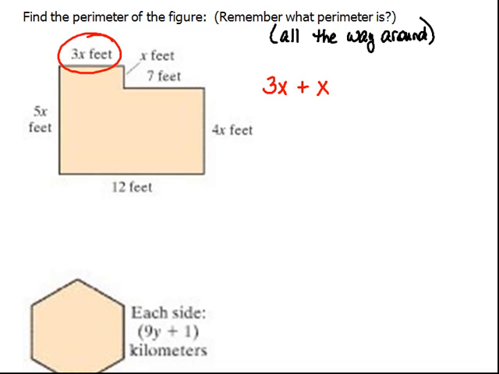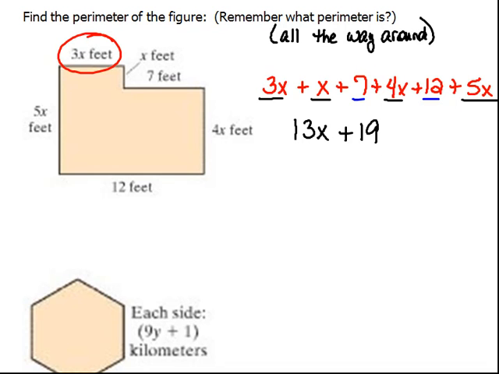So that would be plus x, and then next would be plus 7, and then next would be plus 4x. The next side is 12, and the last side there is a 5x. Now we can combine all of the x's. We've got 3x and x would make 4x's, and another 4x's would make 8x's, and 5x's would make 13x's altogether. We can also combine our plain numbers. 7 and 12 would be 19.